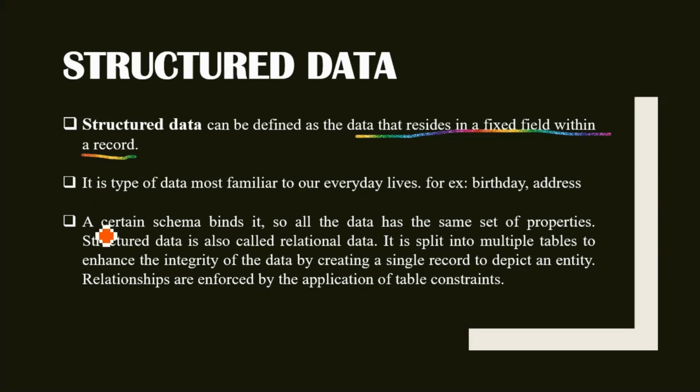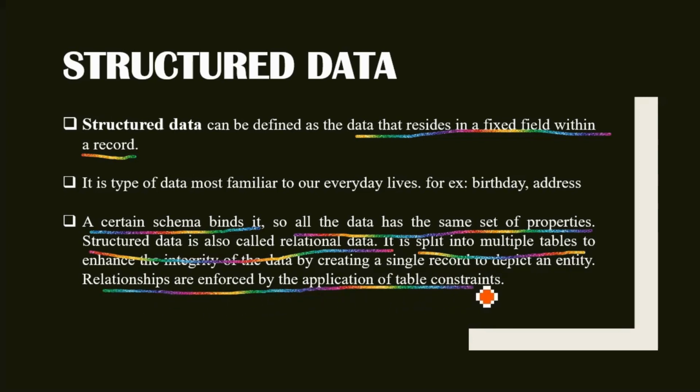So a certain schema binds it. We can say all the data has the same set of properties. Structured data is also known as relational data. It is split into multiple tables to enhance the integrity of the data by creating a single record to depict an entity. Relationships are enforced by applications of table constraints.